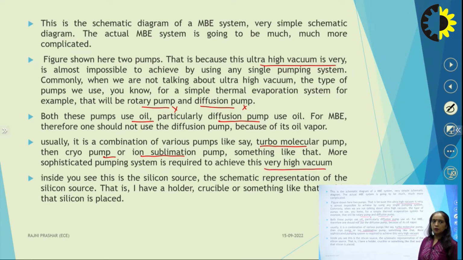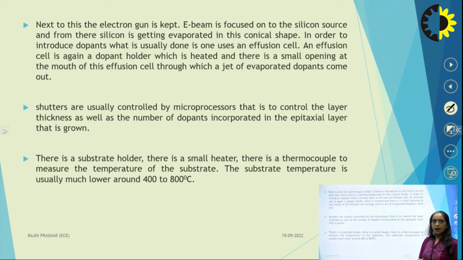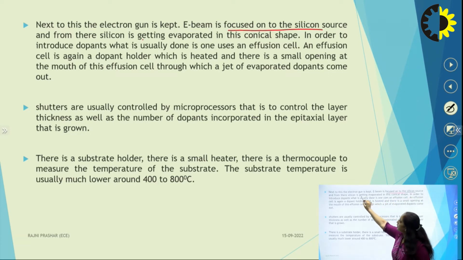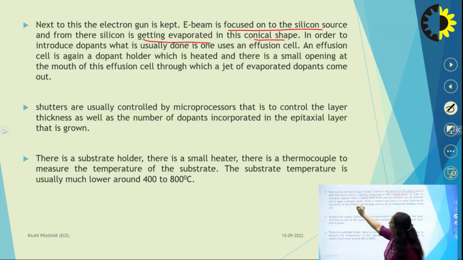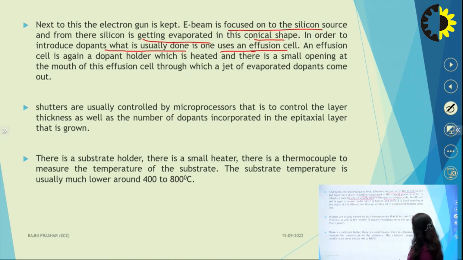Now inside you can also see the silicon source, which is present in a crucible, and next we have the electron gun. The electron beam is focused on the silicon source so that the silicon gets evaporated. On the other side, in a conical shape, we have the dopants, which use an effusion cell. An effusion cell is again a dopant holder which is heated, and there is a small opening at the mouth of the effusion cell from which a jet of evaporated dopants comes out.